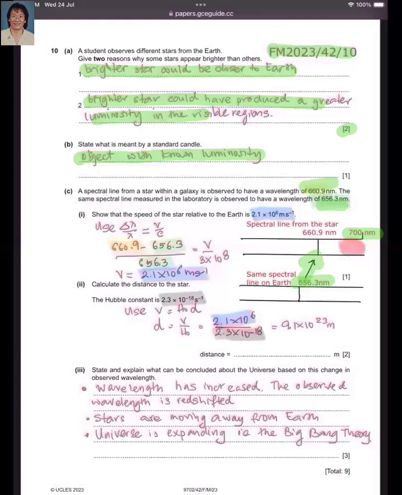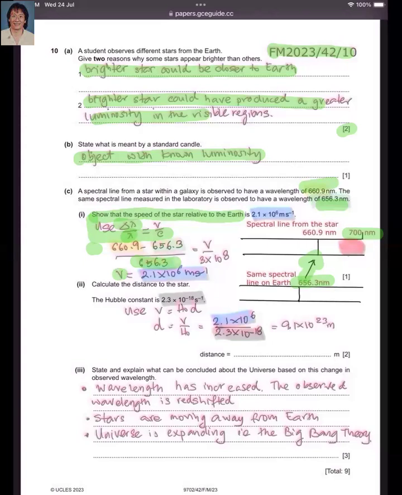Part 1. Show that the speed of the star relative to the Earth is 2.1 times 10⁶ meters per second. In order to answer this question, we must use this formula. Delta lambda is the change in wavelength, which is 660.9 minus 656.3. Lambda here is the wavelength on Earth, which is 656.3 nanometer, equals v over c. v is the velocity of the star or the galaxy, and c is the speed of electromagnetic wave, which is 3 times 10⁸ meters per second. So from here, we will get v equals 2.1 times 10⁶ meters per second.